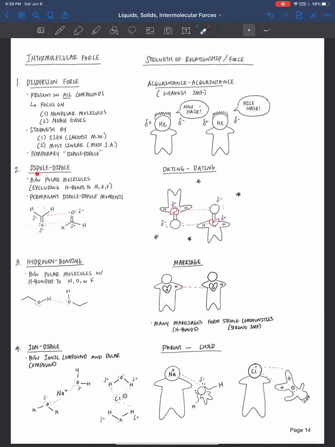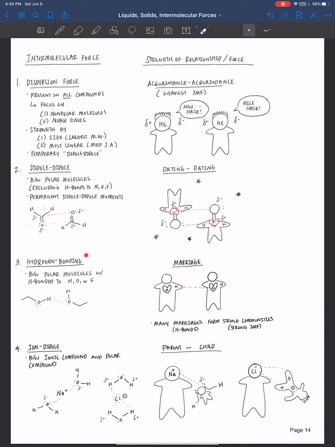Then the next strongest intermolecular force is the dipole-dipole, and this happens between polar molecules, and we're not including hydrogen bonding in this one here. These molecules do contain permanent dipole moments. So in this case here, this is formaldehyde. And so there's a permanent dipole moment. And so when it interacts, it's a stronger interaction than dispersion. And you could think of this relationship as something like dating, right? Where you're dating someone, you're getting closer to them, you're attracted to them, you see them more often than you would see just an acquaintance.